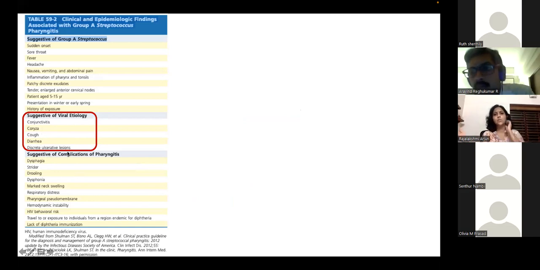Just like the Centor score, which you can use as a predictive rule for diagnosing group A strep, for viral pharyngitis you can use these findings, and if one or more such findings are present, it may favor viral, and you can very well withhold antibiotics and give a follow-up.